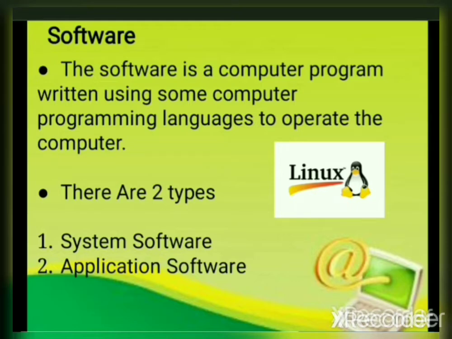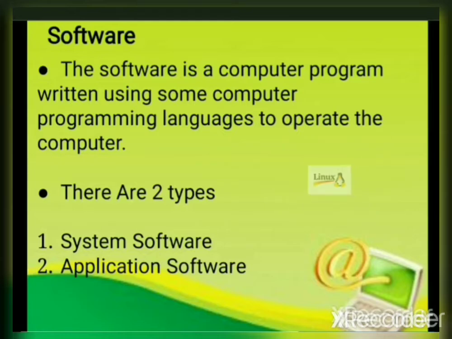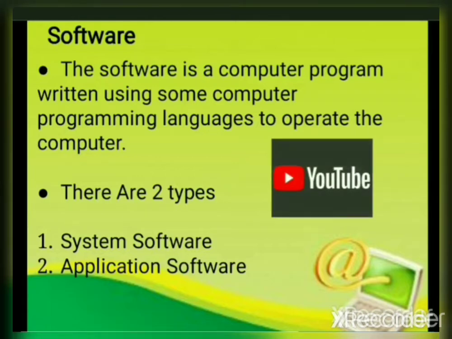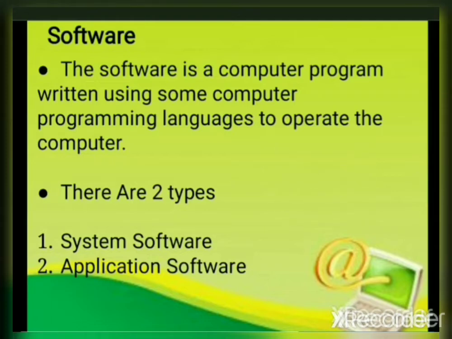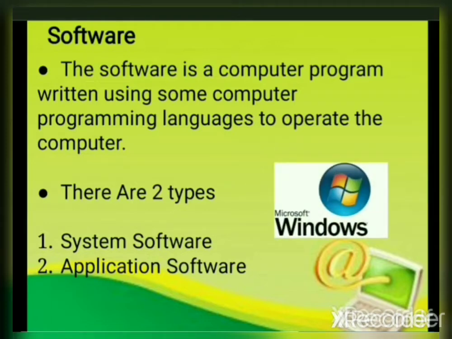Linux, this is a system software, that is, an operating system. And we have Gmail, that is application software. YouTube, this is also application software. Microsoft Windows, this is a system software.